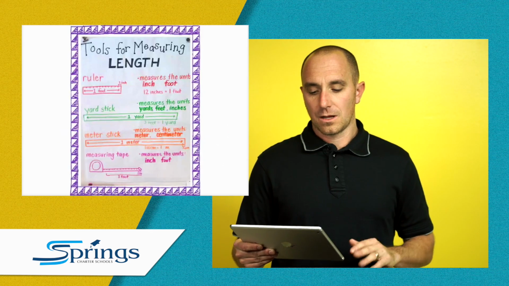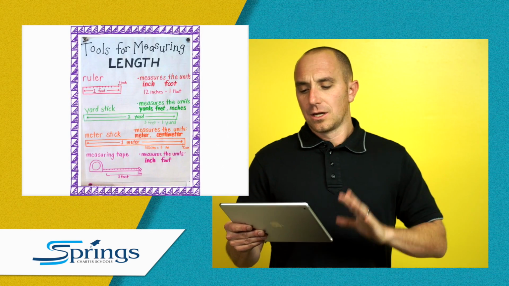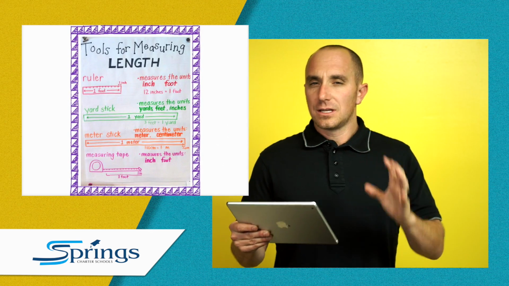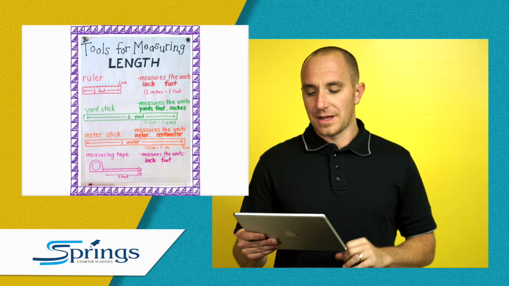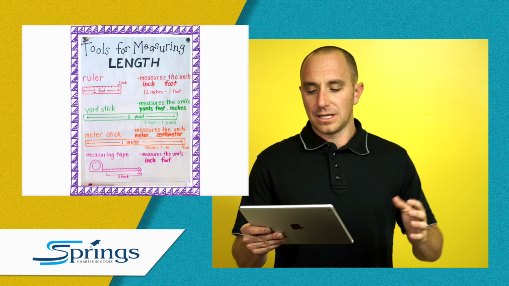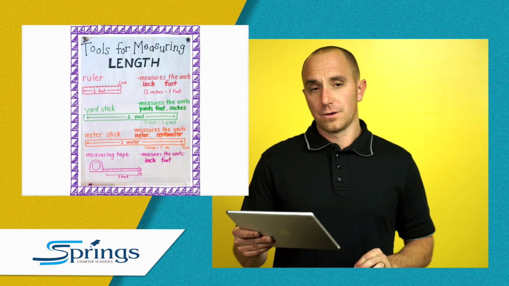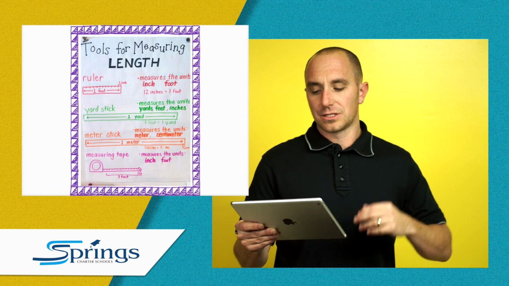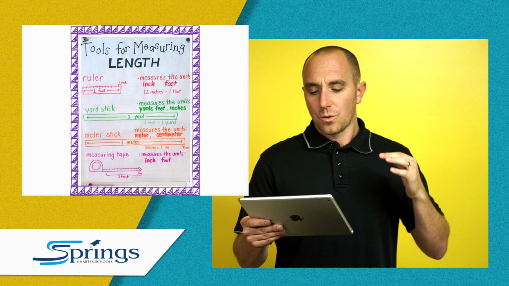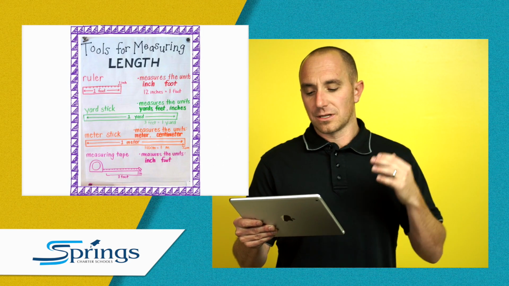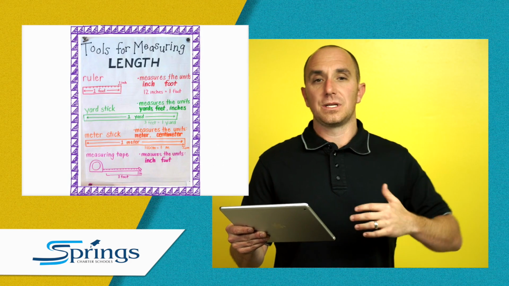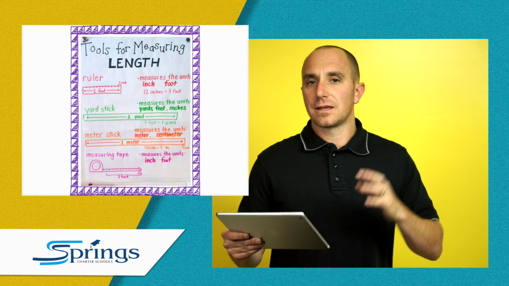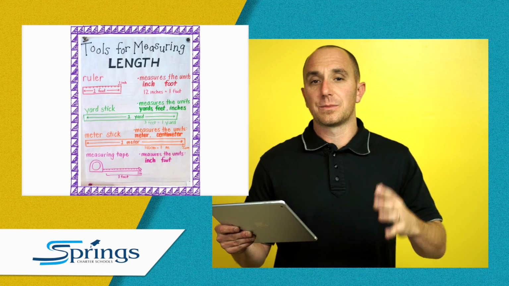All right, so I included this nice graphic again to kind of key you in on the different tools for measuring length. So we have a ruler, and that's going to measure the units of inches and feet. 12 inches is 1 foot. We have a yardstick, and that measures the units of yards, feet, and inches. We have a meter stick, and that's going to measure the units of a meter and centimeters. And then we have a tape measure, and that's going to be inches and feet, your customary units typically only.